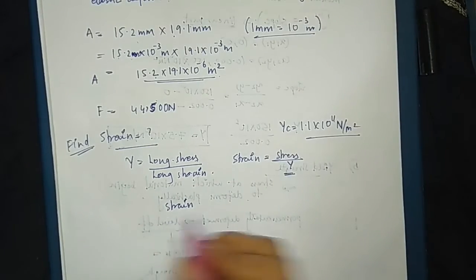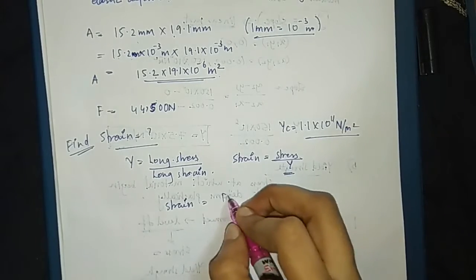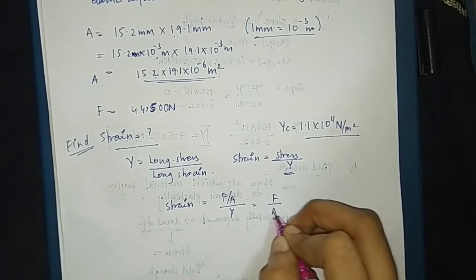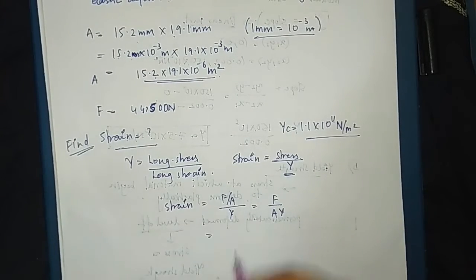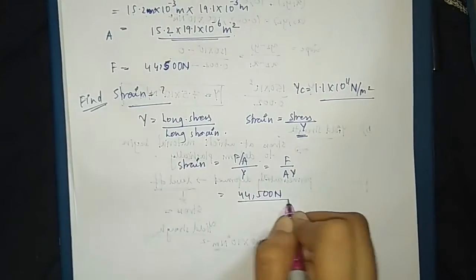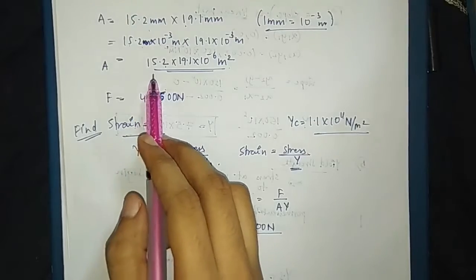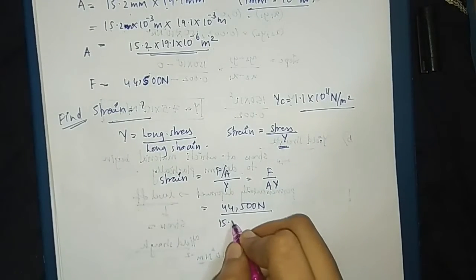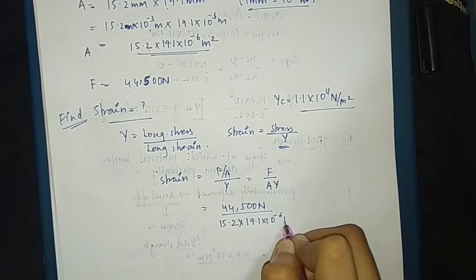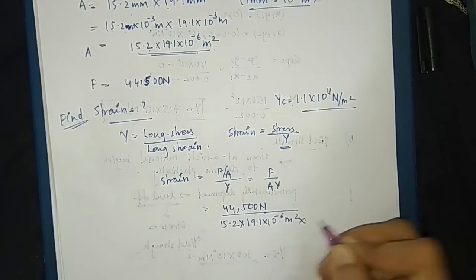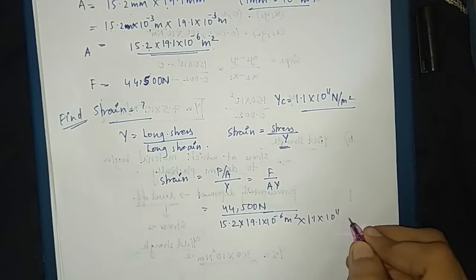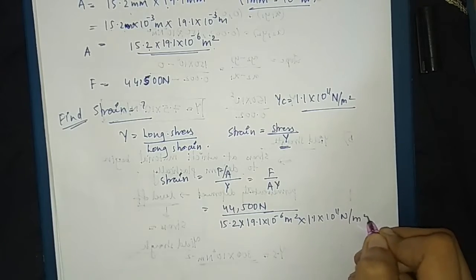So the strain can be written as stress, which is nothing but force by area, divided by Young's modulus, which is F by A Y. The force is 44,500 Newton upon the area, which we have converted into SI unit, so it is 15.2 into 19.1 times 10 raised to minus 6 meters square. Young's modulus of copper is 1.1 times 10 raised to 11 Newton per meter square.